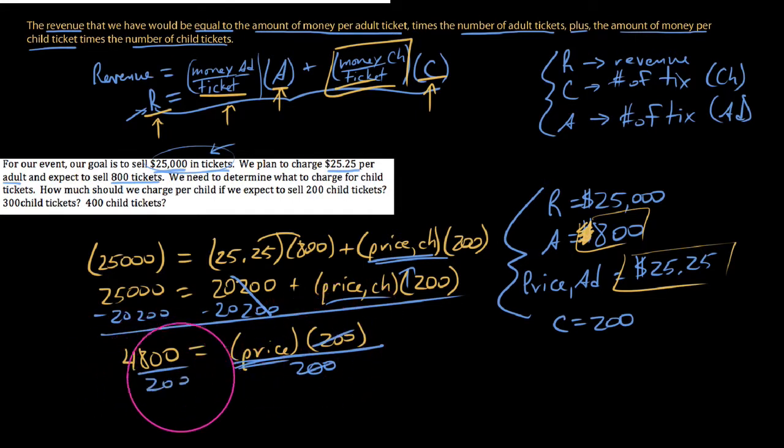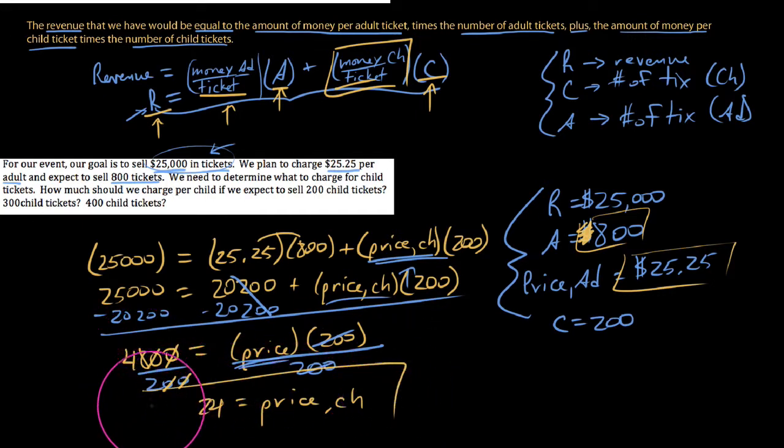So dividing by 200, let's talk about this. By the way, all we have left on the right is the price for a child ticket that we were looking for. And on the left, we can see that our 2 zeros drop out here, and 48 halves, that's the same as 24 wholes. So the last thing we want to make sure we do is label this answer.